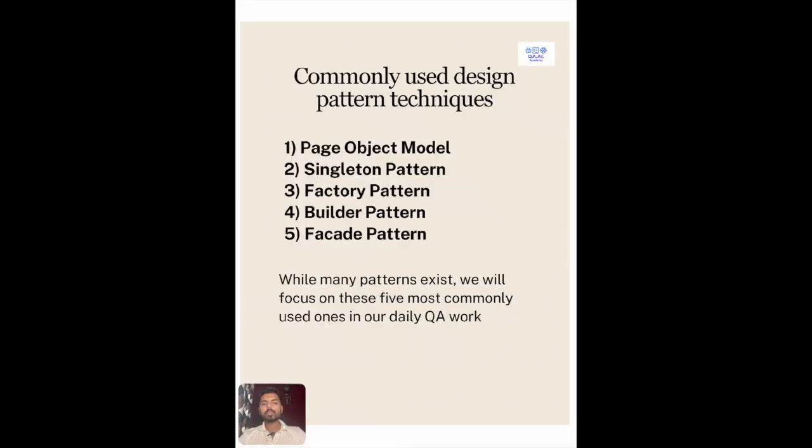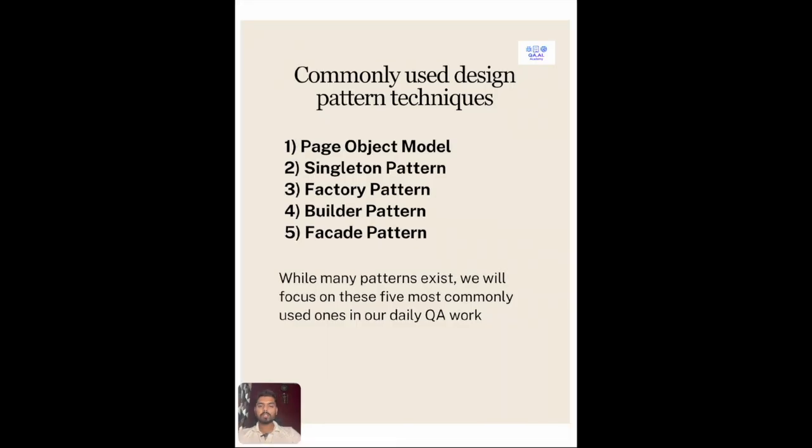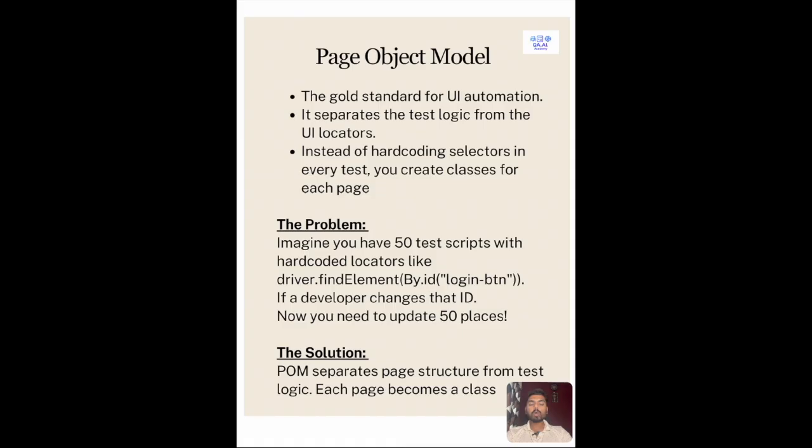These are the commonly used design pattern techniques in QA automation to design the frameworks: page object model, singleton pattern, factory pattern, builder pattern, facade pattern. While there are many more design pattern techniques, let's stick to these five in this post, because these five are the most commonly used design pattern techniques across the industry while building QA automation frameworks. Let's start with page object model.